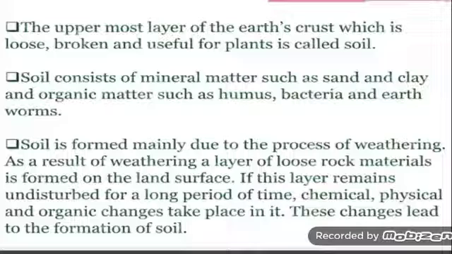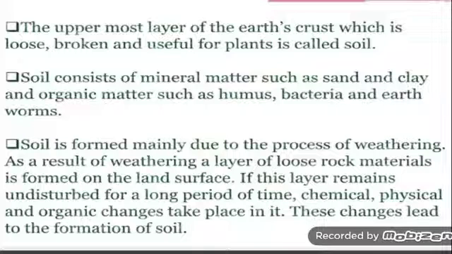Children, various forces of nature such as change in temperature, action of running water, wind and glaciers, activities of decomposers, etc. contribute to the formation of soil. The uppermost layer of the earth crust, which is loose, broken and useful for the plant, is called soil. Soil consists of mineral matter such as sand and clay, and organic matter such as humus, bacteria and earthworms.